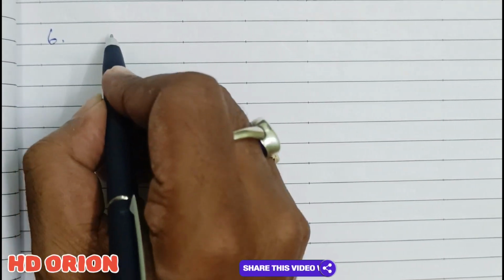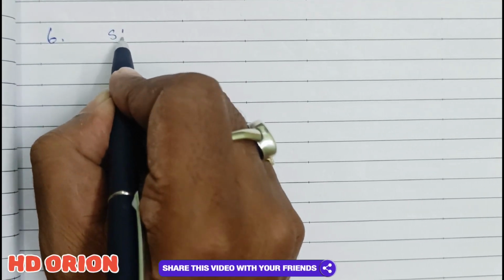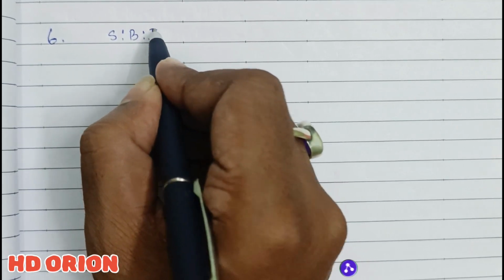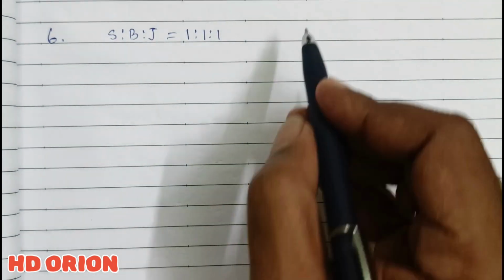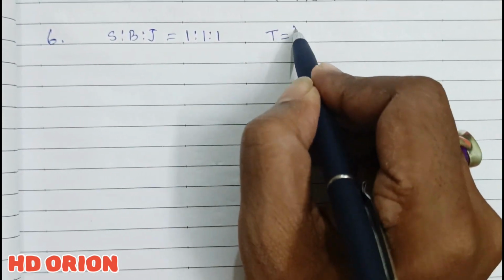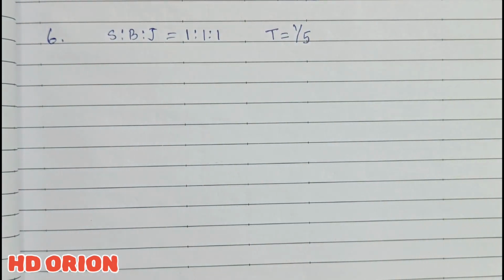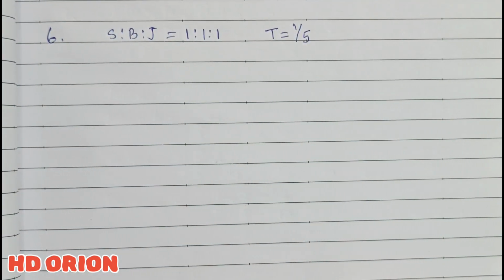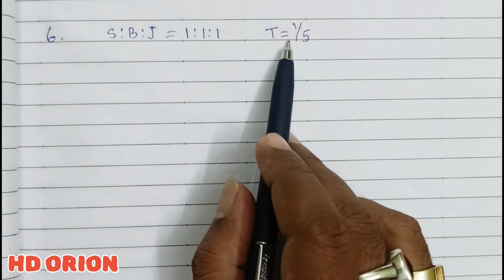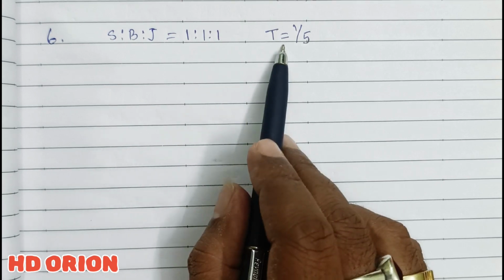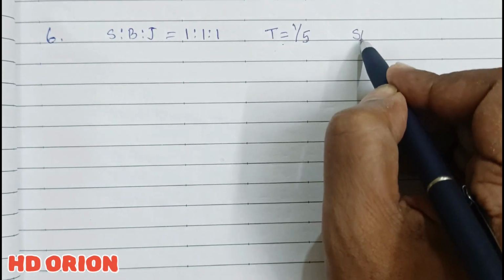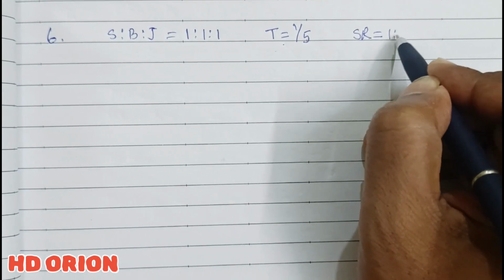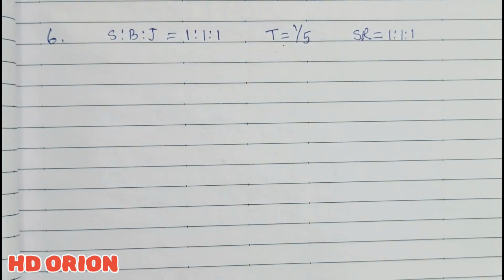So in question number 6, there are 3 partners S, B and J, and their profit sharing ratio is not mentioned in the question. It means they are equal partners, and the new partner T is joining the firm for 1/5 portion in the profits. What we have to calculate? We have to calculate the sacrificing ratio. Fine. So when only this much information is given, old ratio and the portion of new partner's share in the profit, then definitely you can answer that the sacrificing ratio is the old profit sharing ratio. This is the answer.